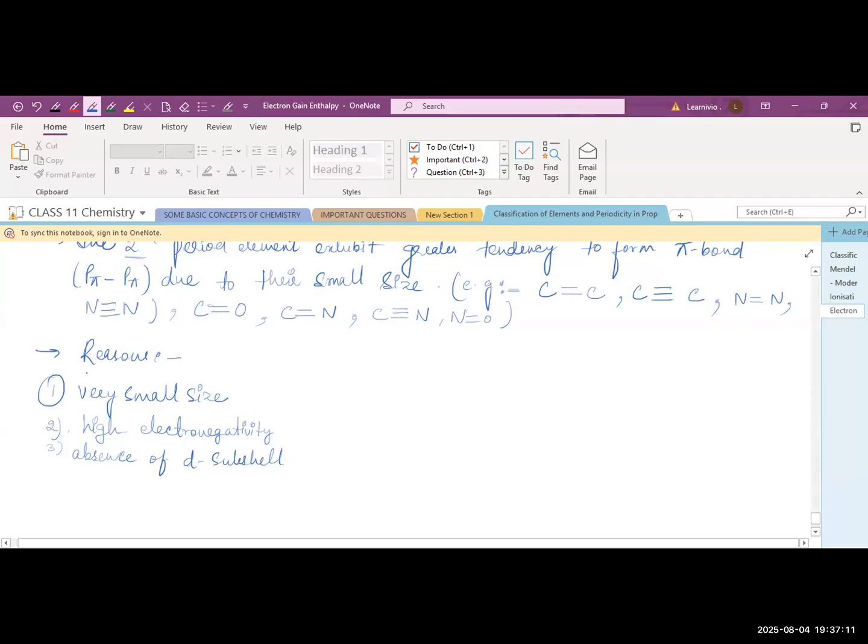So due to this reason also, very small size, high electronegativity, and the absence of D subshells, they show some anomalous behavior. All the members, so the first element of group 1 and 2, and from group number 13 to 17, they show anomalous behavior, right? Different behavior due to very small size, high electronegativity, and the absence of D subshell. 2 to 3 reasons are enough. You can write this in your exam.